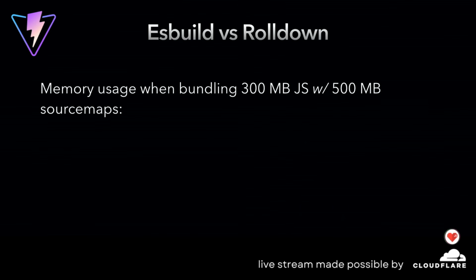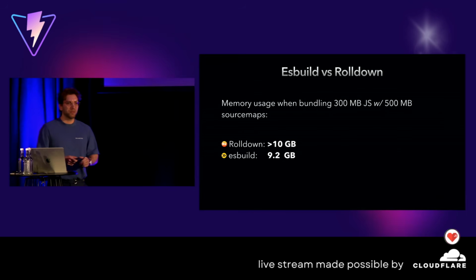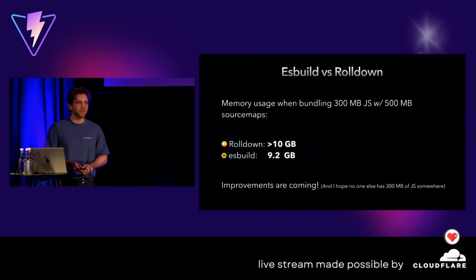Okay, and then one more thing. Alex mentioned memory usage is similar or something. I can tell you yes and no, because if you bundle two large things, again, 300 megabytes of JavaScript, that's an outlier. Not every Framer website has 300 megabytes of JavaScript, don't get me wrong. And if you also happen to have 500 megabytes of source maps, you see a stark difference between Rolldown and esbuild. Rolldown is going to take over 10 gigabytes of memory, and esbuild is going to consume 9.2 gigabytes. The good news is the Rolldown team is working on this, and once again, I hope no one is really bundling 300 megabytes of JavaScript.